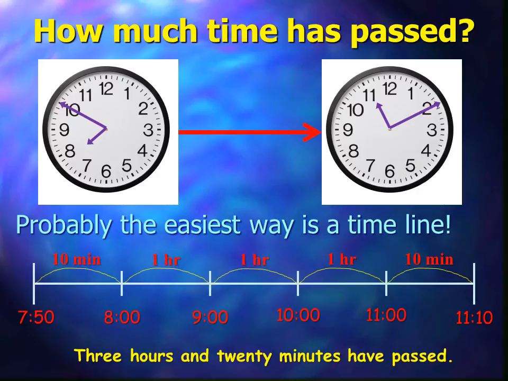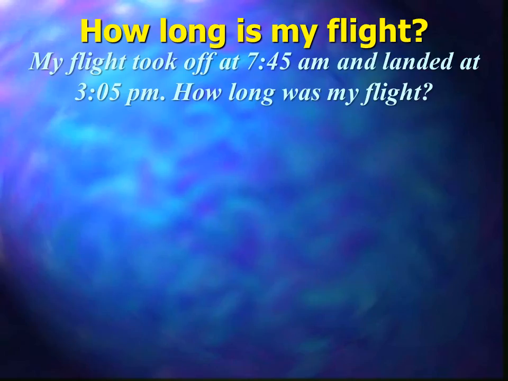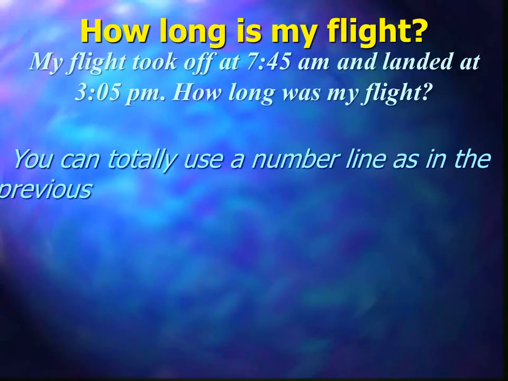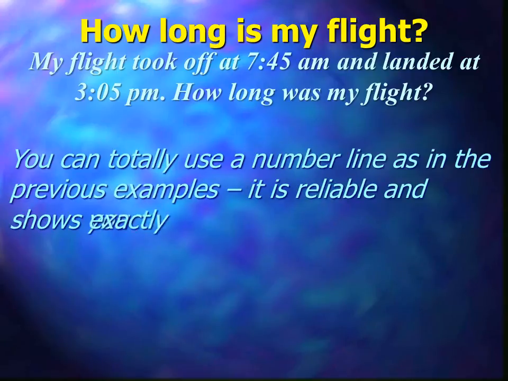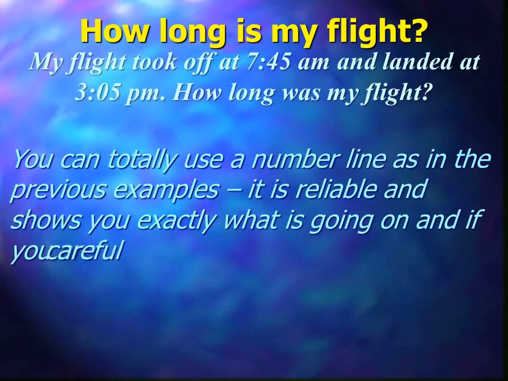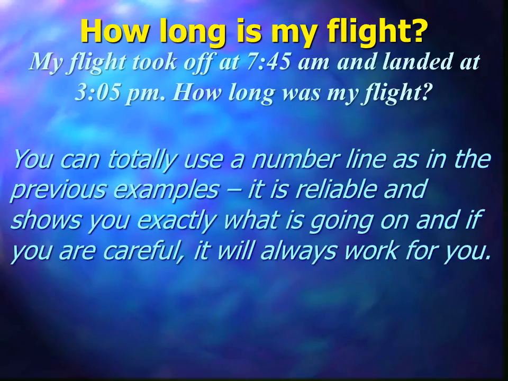This is an excellent way of being able to utilize elapsed time in a way that makes perfect visible sense, and it is an easy way of keeping track of every step that you make. How long is my flight? My flight took off at 7:45 a.m. and landed at 3:05 p.m. How long was my flight? You can totally use a number line, as in the previous examples. It is reliable and shows you exactly what is going on and if you are careful, it will always work for you.